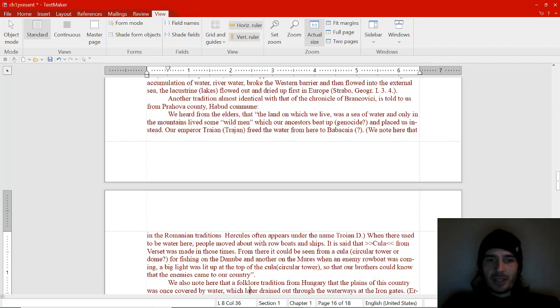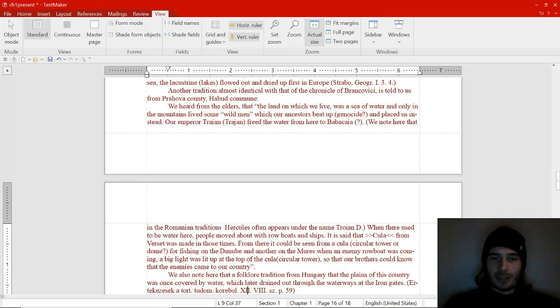When there used to be water here, people moved about in rowboats and ships. It is said that Kula from Verset was made in those times. From there it could be seen from a kula, which means circular tower or dome, for fishing on the Danube, and another on the Mureș. When an enemy rowboat was coming, a big light was lit up at the top of the kula, which might be circular tower, so that our brothers could know that the enemies came to our country. End quote.